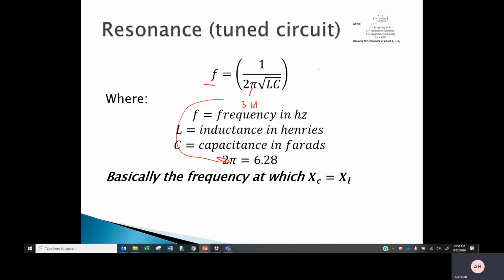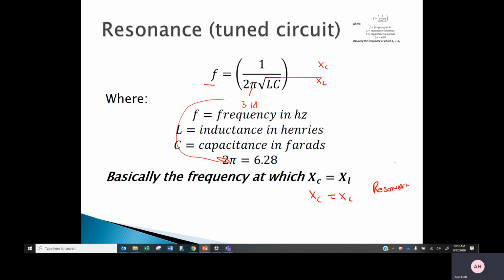So I can actually calculate the impedance, X sub C or X sub L, of a capacitor or an inductor based upon the frequency associated with that. But I can also find out when this X sub C, capacitive reactance, is equal to the inductive reactance. And when those two are equal to each other, that is called resonance.